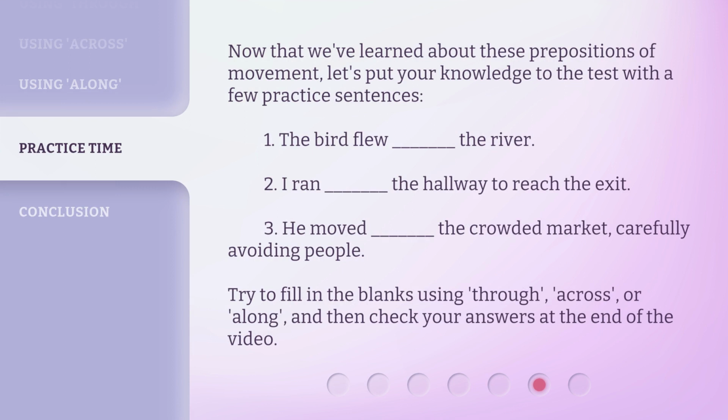Now that we've learned about these prepositions of movement, let's put your knowledge to the test with a few practice sentences. 1. The bird flew, blank, the river. 2. I ran, blank, the hallway to reach the exit. 3. He moved, blank, the crowded market, carefully avoiding people. Try to fill in the blanks using through, across, or along, and then check your answers at the end of the video.